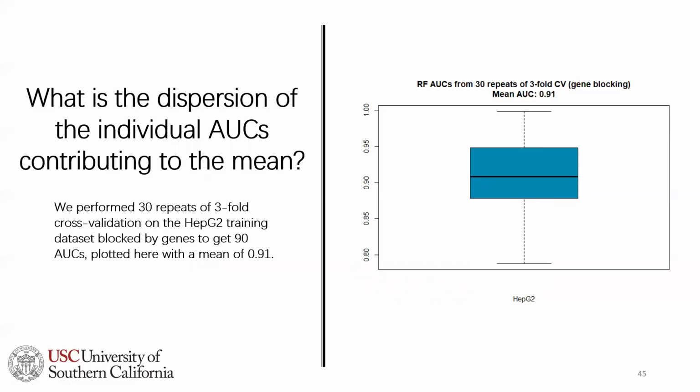And so here's just a plot of the AUCs from 30 repeats of threefold cross-validation with gene blocking in the random forest model. That's a total of 90 AUCs you're seeing here. The mean is 0.91, and you can see from the chart that the median's probably 91, maybe 92 as well. And none of the AUCs ever really go below probably 0.79, which is reassuring to us as well.